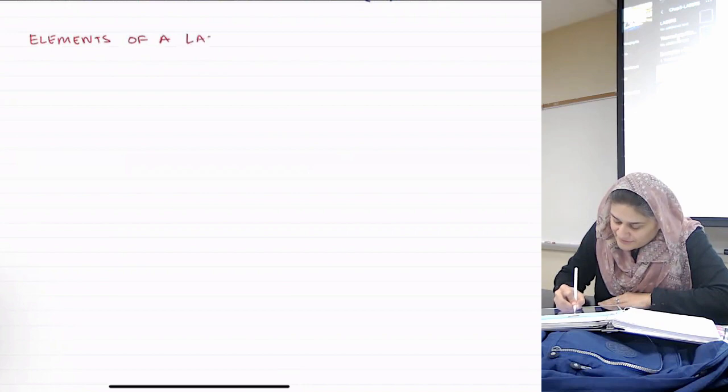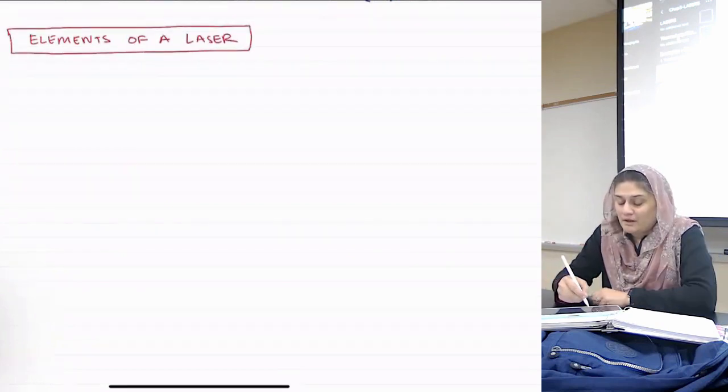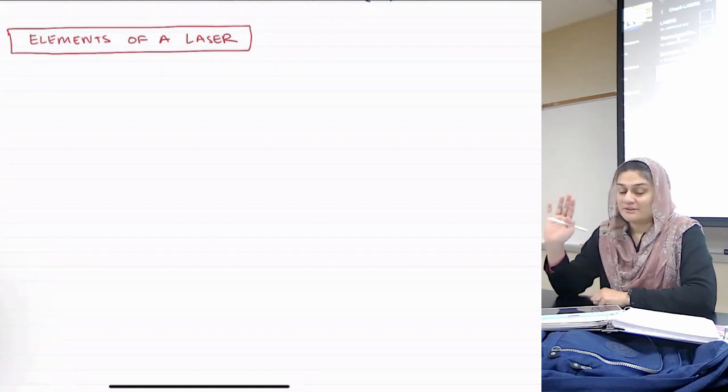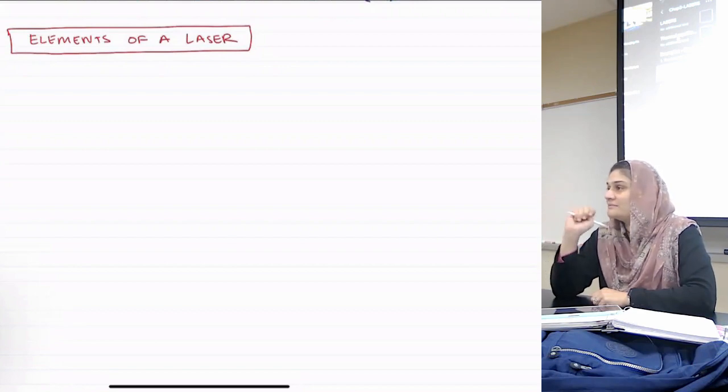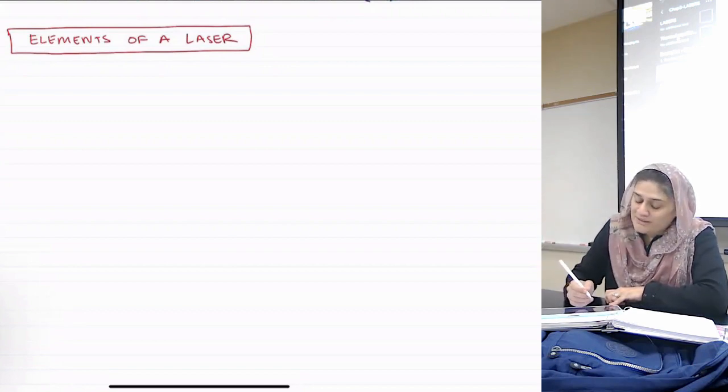So, elements of a laser. There are 4 main parts of a laser. I mean, very, very simplified, theoretical, right? So what is a laser?